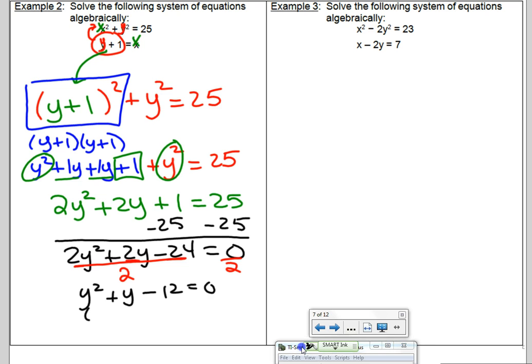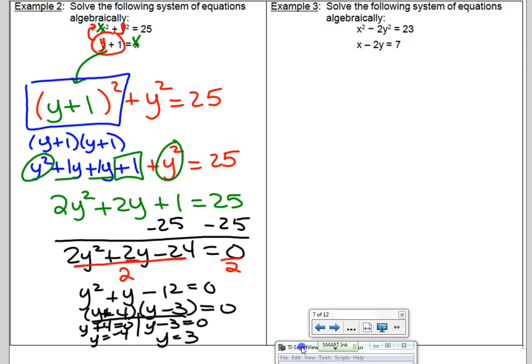All right, so factoring, we get y plus 4 times y minus 3, setting both sides equal to 0. I get negative 4 and 3. But again, I twisted it up this time because I solved for the y variable. So now I have to find the x variable that goes along with each y. And I'm going to go back up here and use this one right here. I know that I have 2 answers. I have y equals negative 4, and I have y is positive 3.